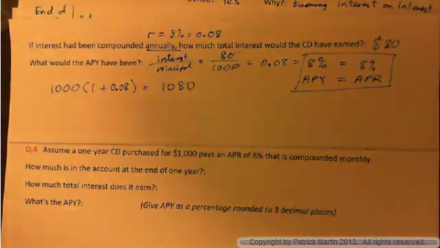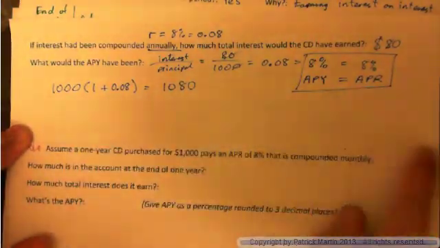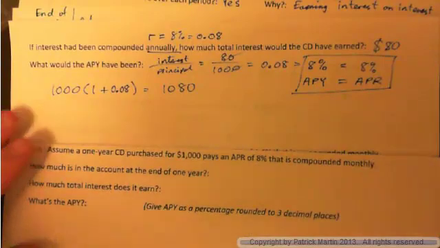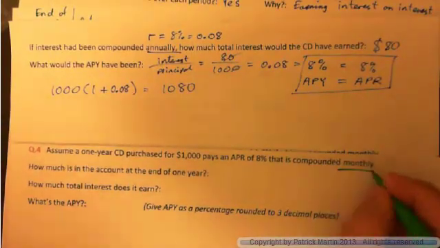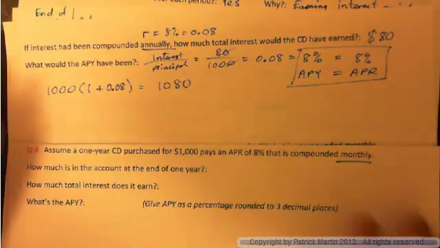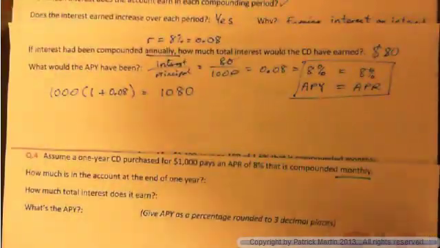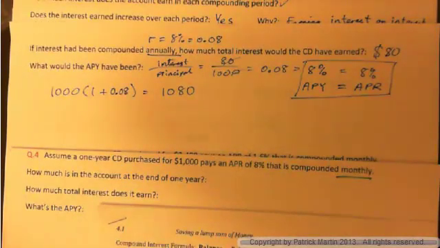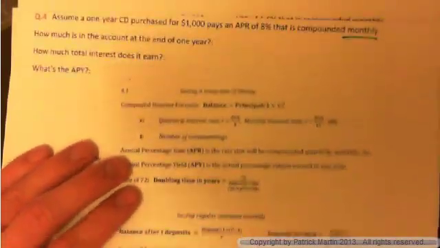So on question 4, assume a 1-year CD purchase for $1,000 pays an APR of 8% that is compounded monthly. How much is in the account at the end of 1 year? Press pause and calculate that. Use the compound interest formula that you're given on the formula sheet. Okay, have you got it? I'm going to do it now.